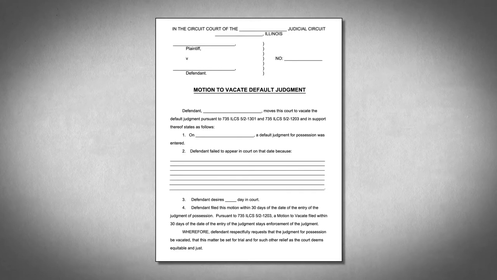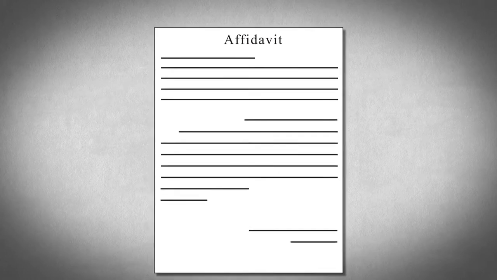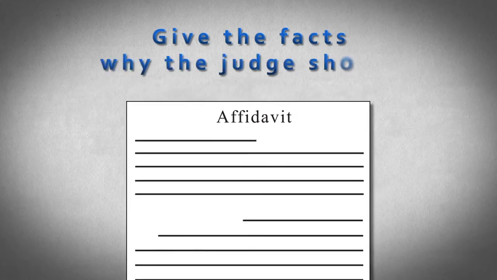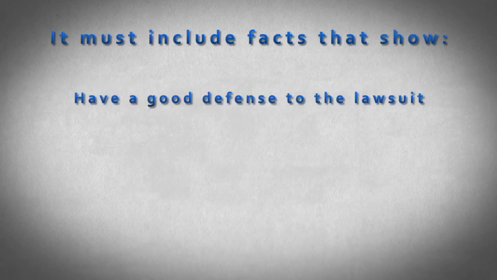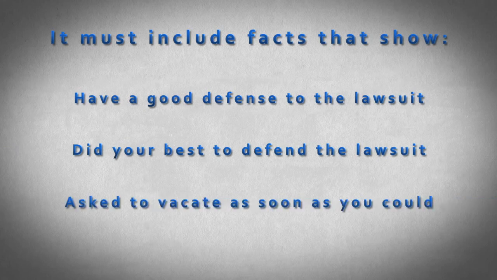Vacating a default judgment after 30 days is more difficult. Instead of a motion, you must file a petition to vacate a default judgment and an affidavit. In your affidavit to vacate a default judgment, you give the facts, under oath, why the judge should vacate the default judgment. It must include facts that show you have a good defense to the lawsuit, did your best to defend the lawsuit before the default, and asked to vacate the default judgment as soon as you could.